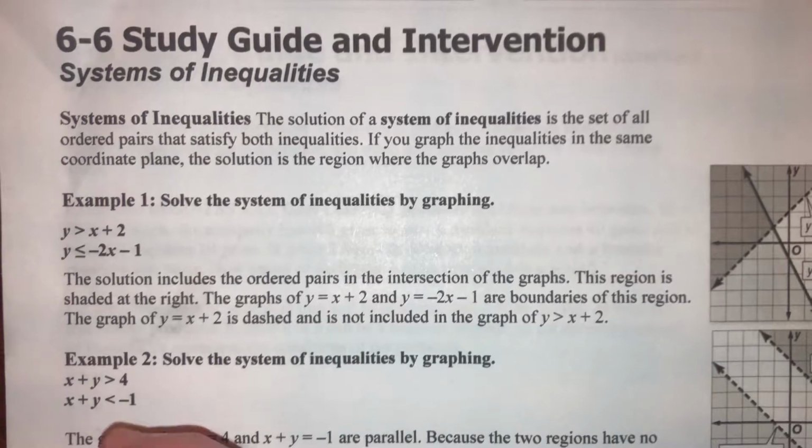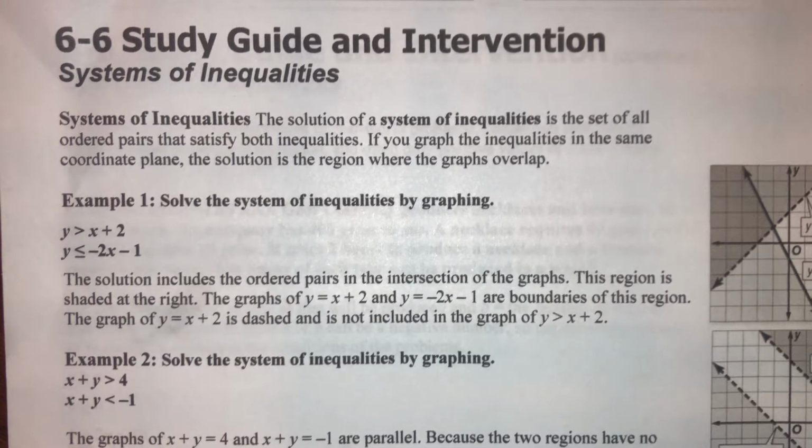This is lesson 6-6, systems of inequalities. For this lesson, we're going to combine two things that we've done previously. We started in, I believe it was lesson 5-6, last chapter, chapter 5, and we graphed inequalities. And remember, we had to decide if it was a dotted line or a solid line, and then we had to shade our graph above or below.